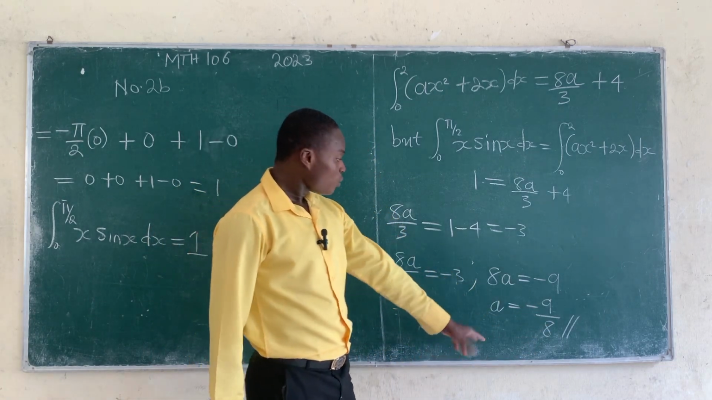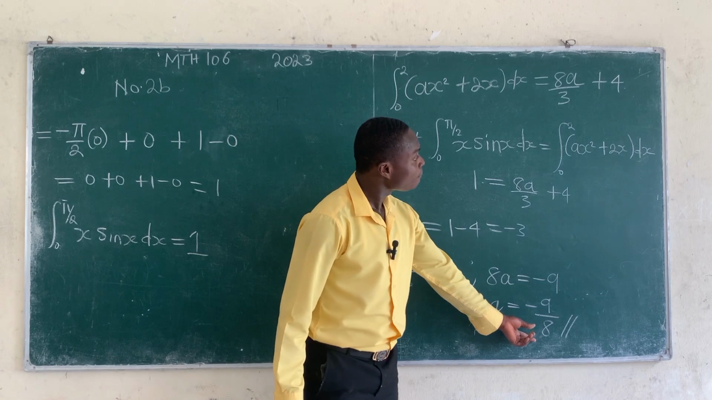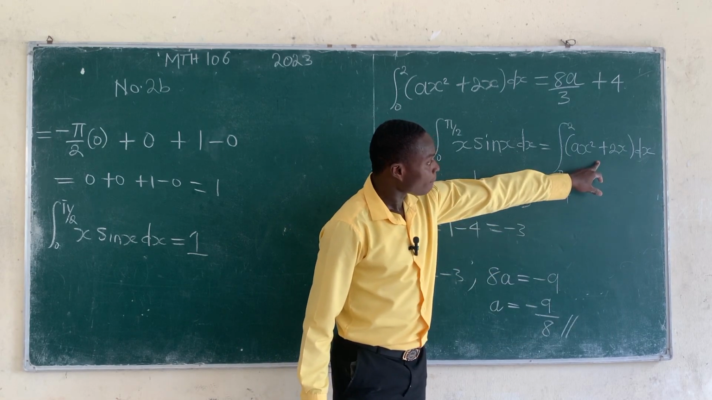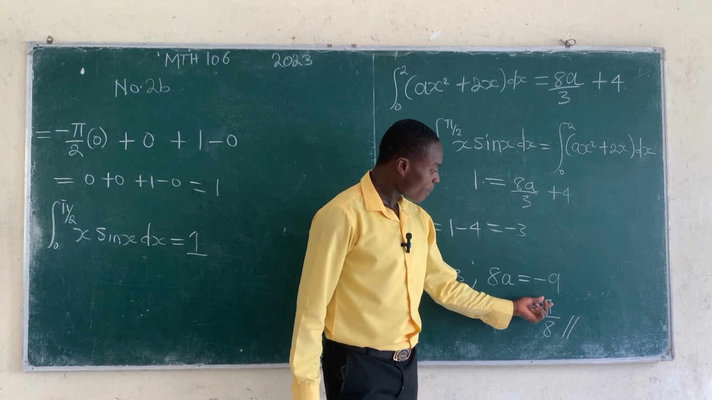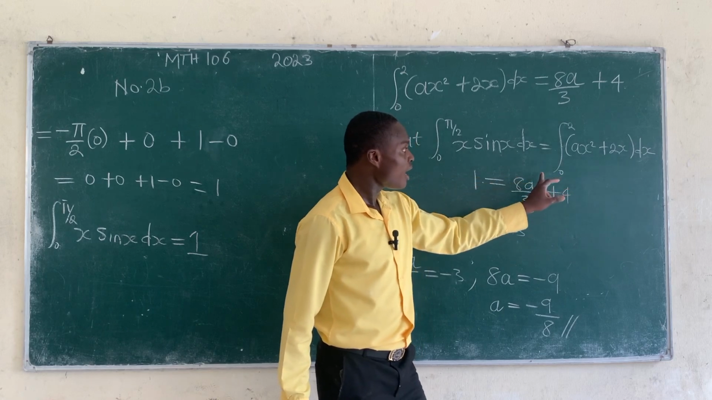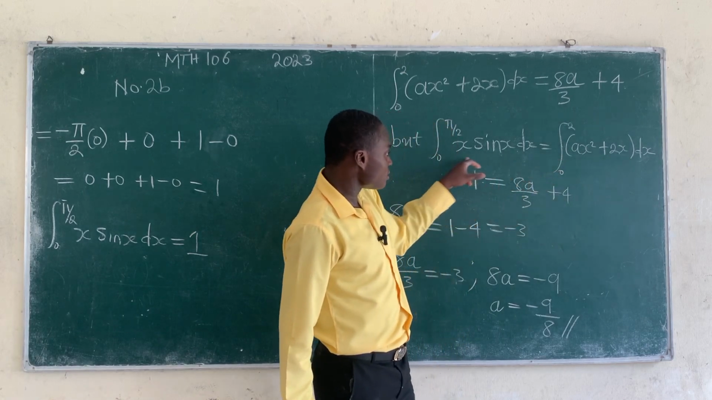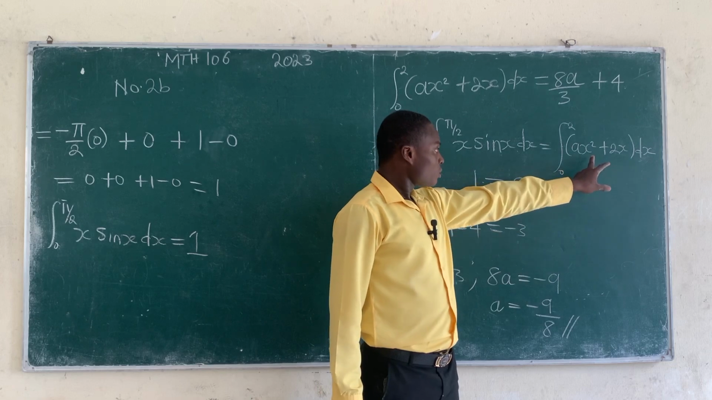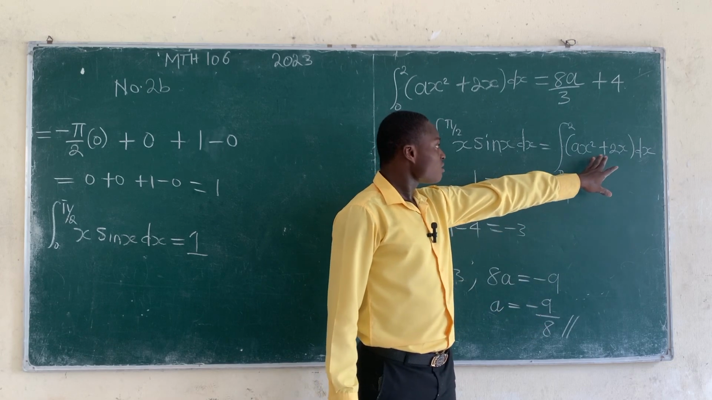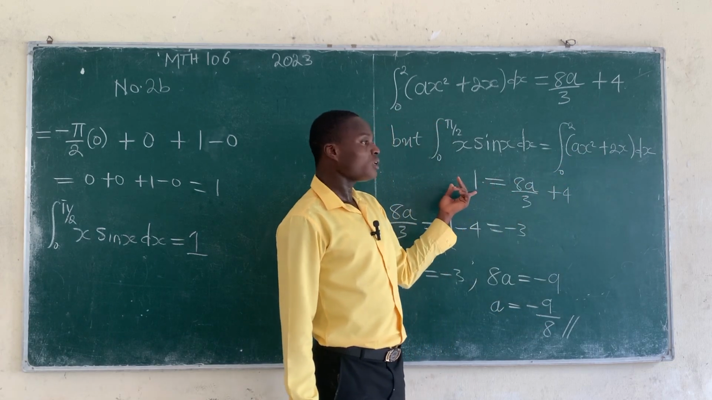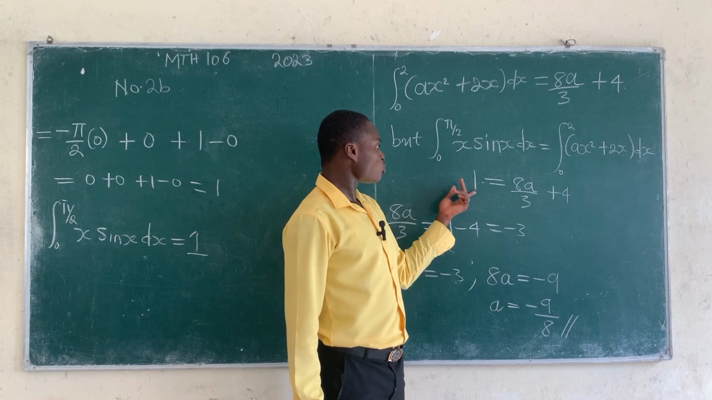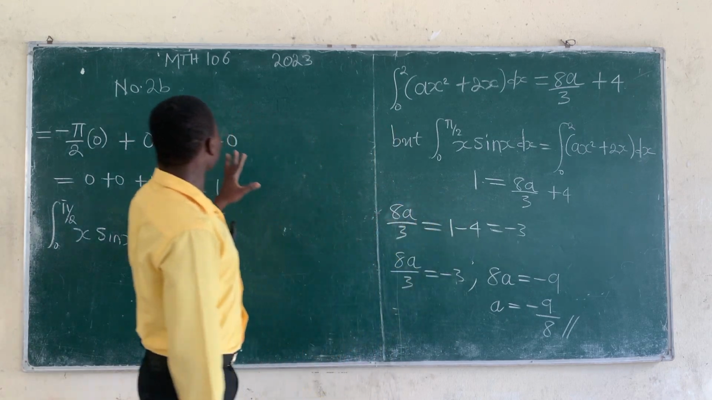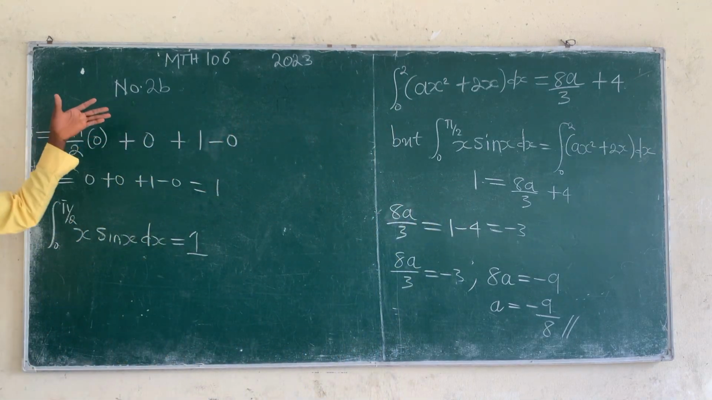To verify, you can substitute the value of a into this integral. Substitute the value of a equal to minus 9 over 8 into this integral and integrate and see if you have this. Remember, this is equal to 1. If you substitute a equal to minus 9 over 8 into this integral and integrate, it must surely give you 1 to verify that you are correct. So that is it for that given question number 2b.